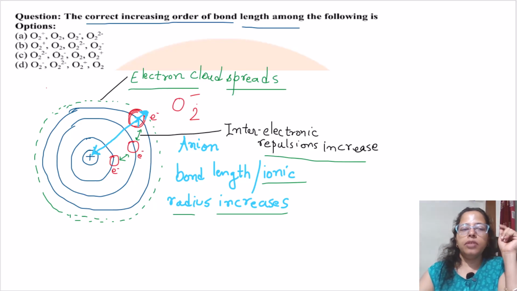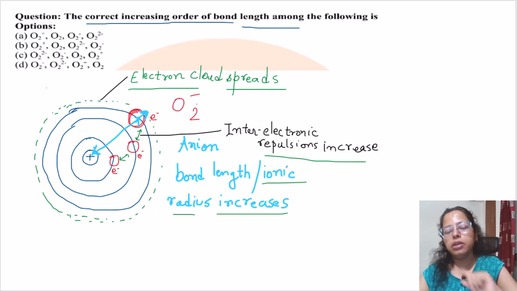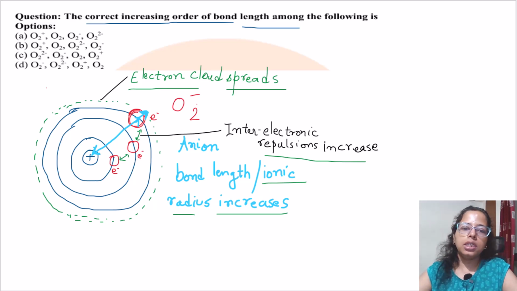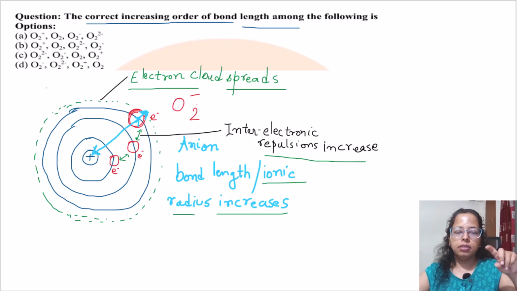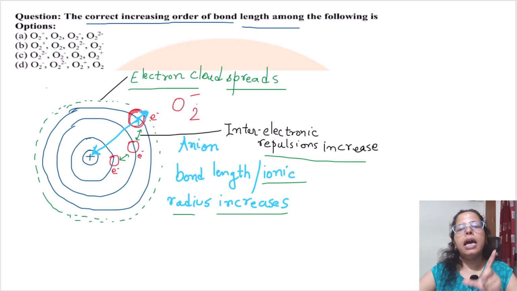And one more thing that you can find in your textbooks, another reason, is that as the anionic charge or negative charge increases, electrons are further added in the valence electronic shells. So the number of shells also increases, which increases the distance between the nucleus and the outermost shell. So that's also logical. That is another reason why anions have a larger bond length or ionic radius.